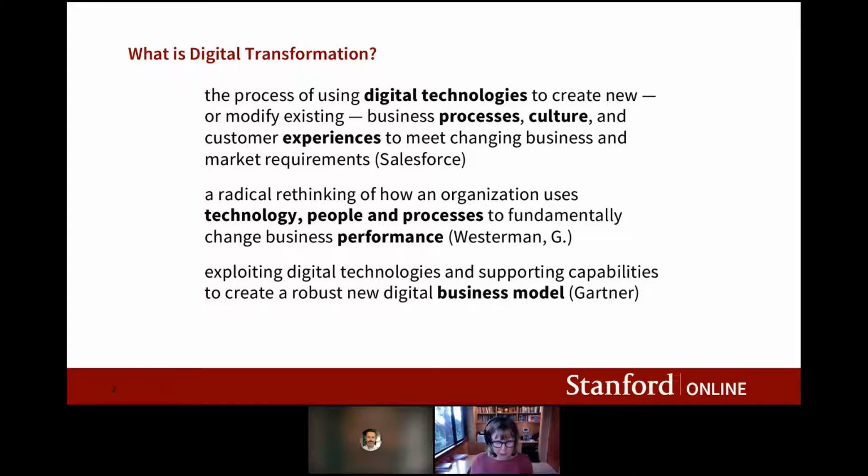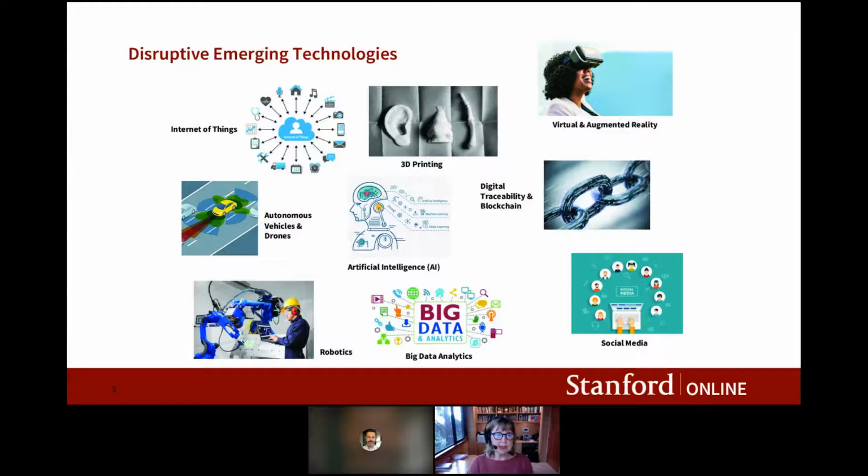And then Gartner has argued that it's exploiting digital technologies and supporting capabilities to create a robust new digital business model. So that's even more ambitious yet, to actually create new business models, new ways of offering our products and services through these digital technologies. Evidence from the World Economic Forum and others suggests that investing in new business models is actually the most difficult type of digital transformation to do, and the least targeted, probably in part because of that, but also in part because it really does require dramatic changes to the culture and the way of operating of organizations that embark upon this.